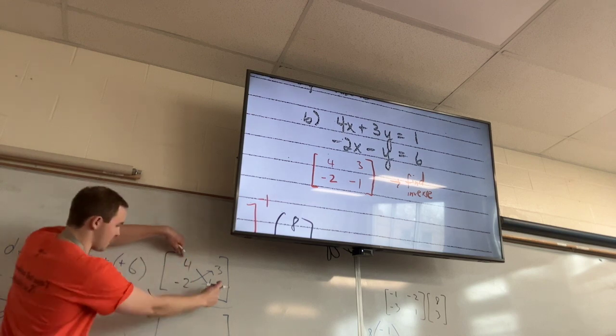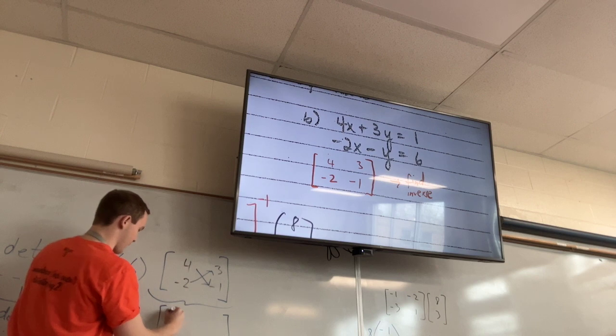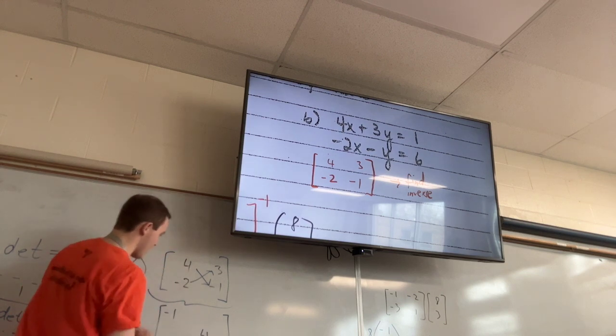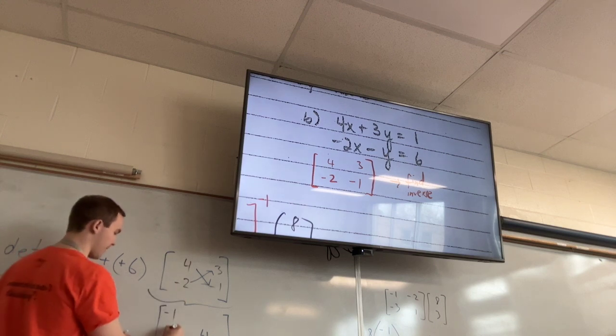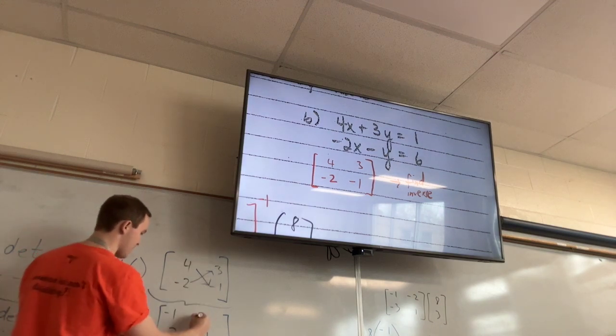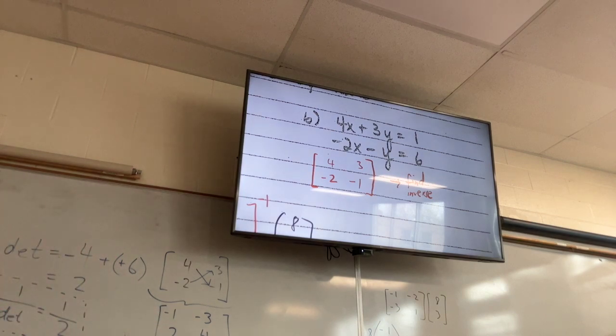Okay? These two numbers, I just switch them around. So -1 and 4, just going to switch around. These two numbers, the signs change. So -2 becomes +2, 3 becomes -3. Right? They do not flip. They don't move. They just change: negative, positive, positive, negative.